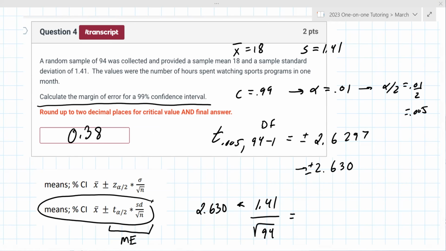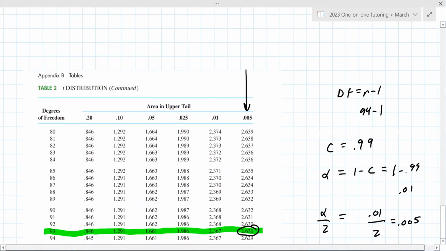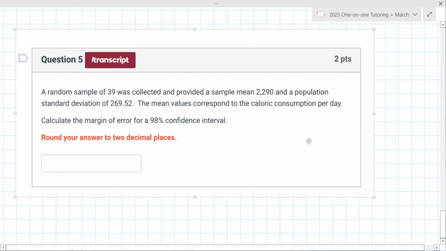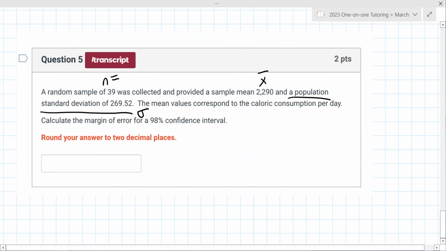Fantastic. All right, so let me grab the next question here. Should start moving through a little faster here. Okay, question 5. All right, random sample of 39 was collected, n equals 39. Sample mean 2,290. Population. So this is different. See how this is population standard deviation? That's sigma. The mean values, okay, we don't care about that. Calculate the margin of error for 98% confidence interval.